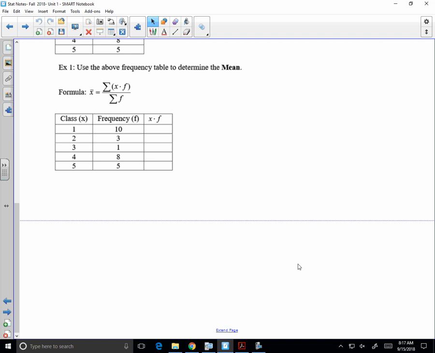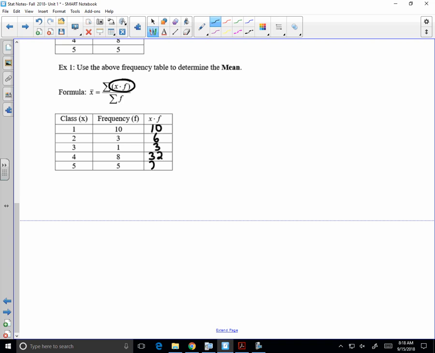Right, so this is how you do it. You have a lovely formula, which most people, if you're not a math person, you look at that and you say, forget this course, I'm dropping today. But then when you think about it, order of operations works inside out. So start within the parentheses. It's telling you to multiply the x values by the f values. I created a column for that. So 1 times 10 is 10. 2 times 3 is 6. 3 times 1 is 3.